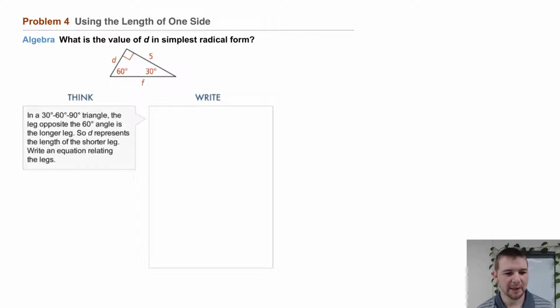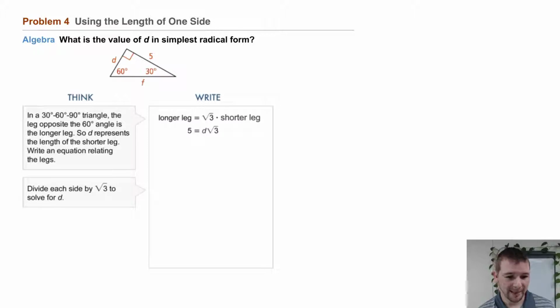Write an equation relating the legs. And what we would write is that the longer leg equals the square root of 3 times the shorter leg. And we'd substitute in our values from the diagram: 5 equals d times the square root of 3. What we might think: divide each side by the square root of 3 to solve for d. And we'd write d equals 5 divided by the square root of 3.